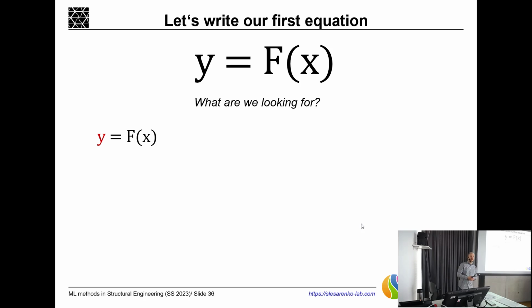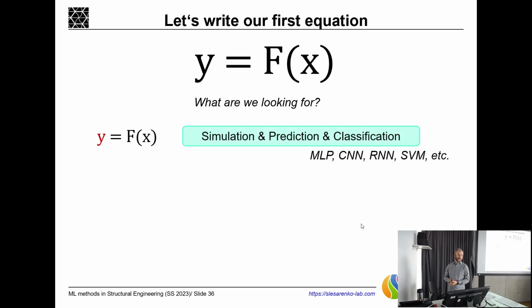We can search for y. And in this case, that's what we call simulations, predictions, and classifications. So we know our data, for instance our Formula One car model, and we would like to predict what the pressure gradients would be on different surfaces. So that's what we are saying: simulations, and again CNNs, convolutional neural networks, recurrent neural networks, support vector machines, and others.